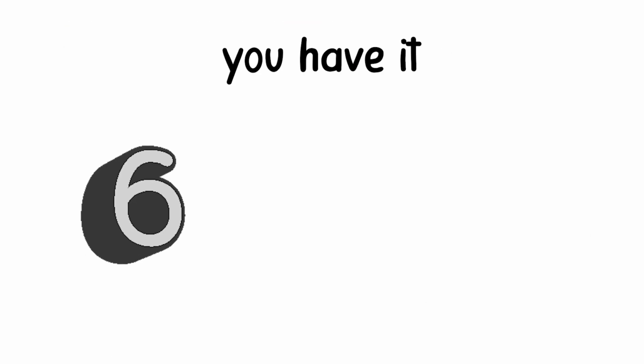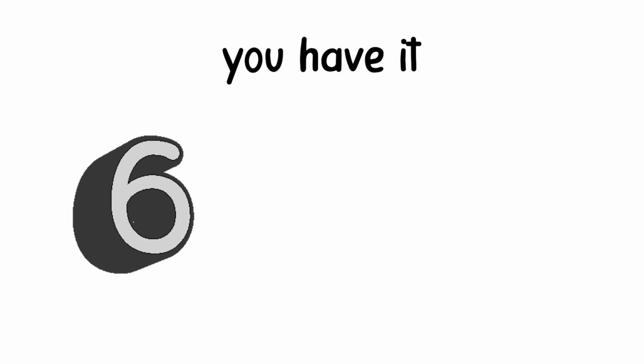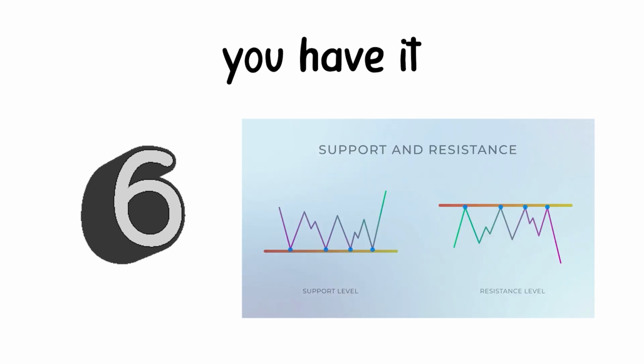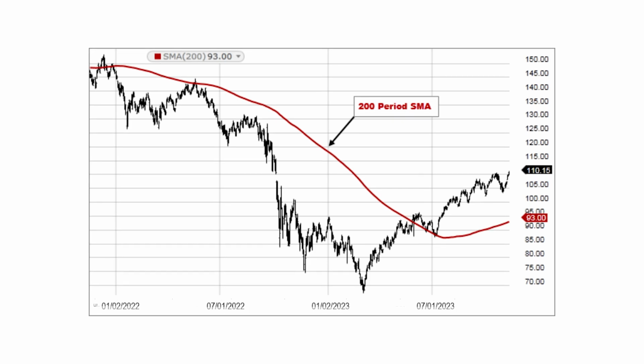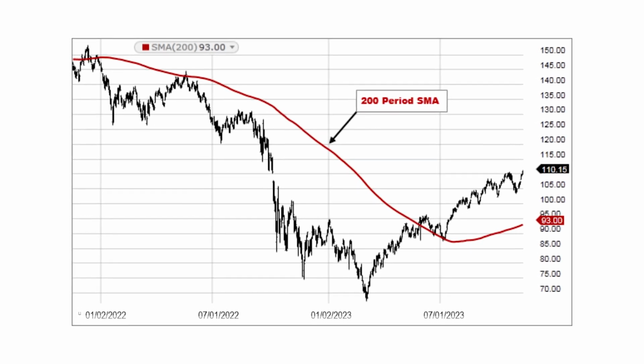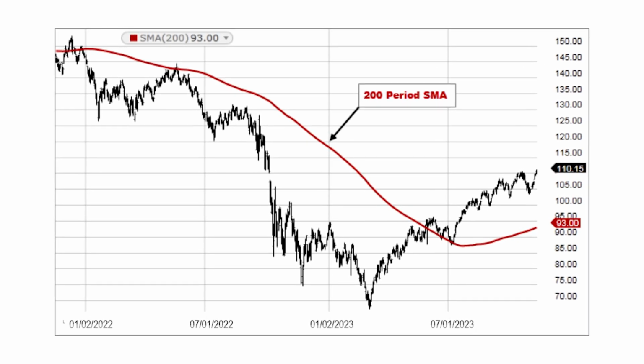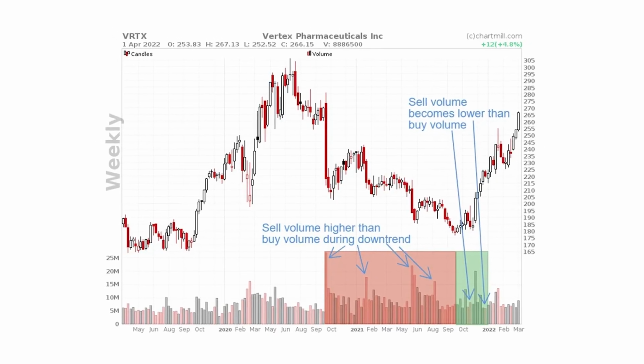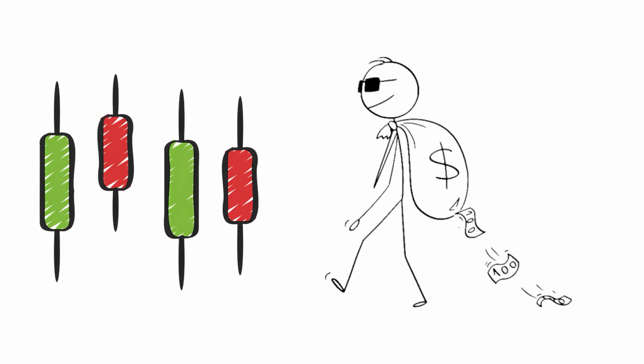There you have it. 6 simple strategies that anyone can learn. Support and resistance to find floors and ceilings. Trend lines to see which direction things are going. Moving averages to ride trends. Volume to confirm moves are real. Candlestick patterns to spot reversals. And risk management to protect your money.